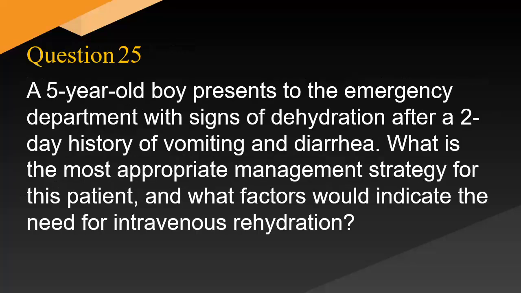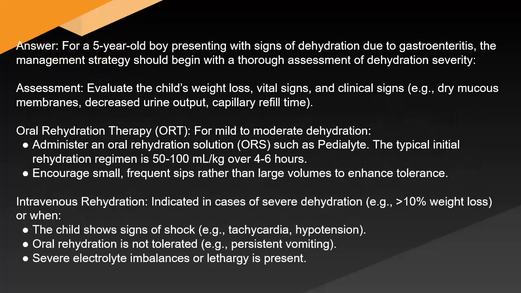A 5-year-old boy presents to the emergency department with signs of dehydration after a 2-day history of vomiting and diarrhea. What is the most appropriate management strategy for this patient, and what factors would indicate the need for intravenous rehydration? Answer: for a 5-year-old boy presenting with signs of dehydration due to gastroenteritis, the management strategy should begin with a thorough assessment of dehydration severity.